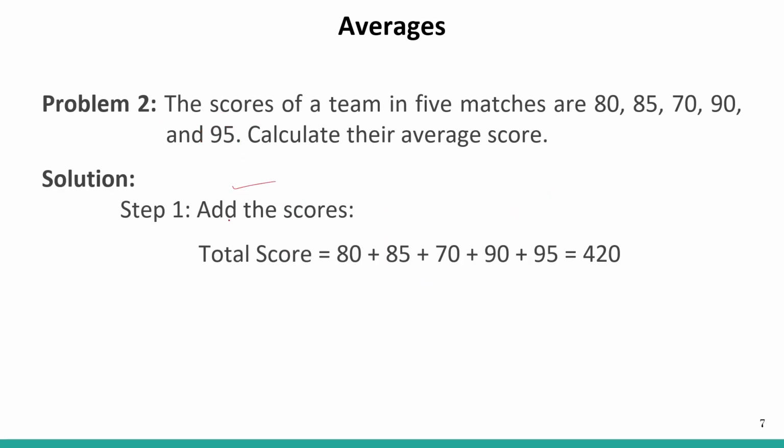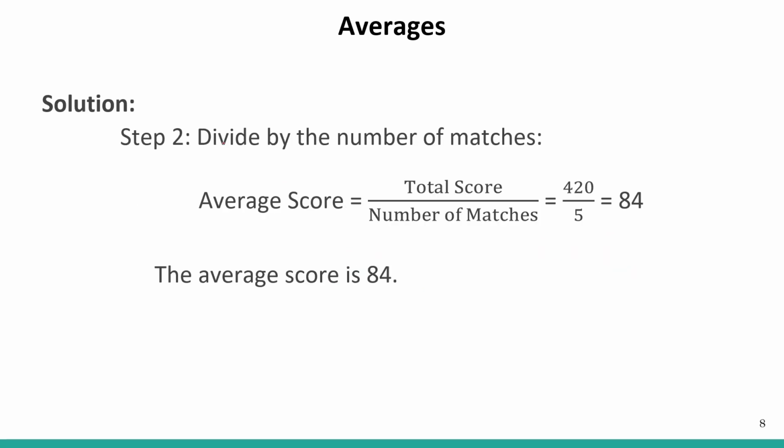So let's see what the answer will be. Step 1 is adding all the scores, or getting the total cumulative score: 80 plus 85 plus 70 plus 90 plus 95. So it will be 420, right? So 420 is the total cumulative score. Then divide by the number of matches, or the number of indexes, which is 5. So 420 by 5, because the total cumulative score was 420, gives us 84. So the average score for the team will be 84.